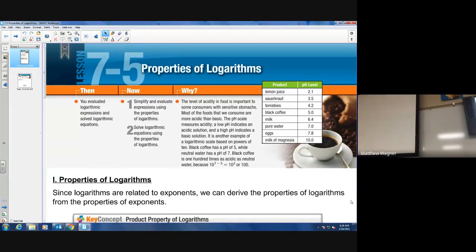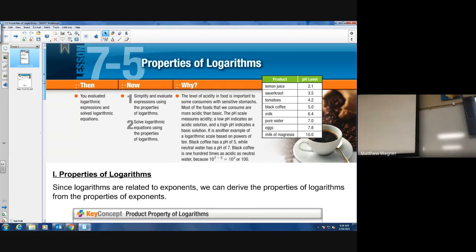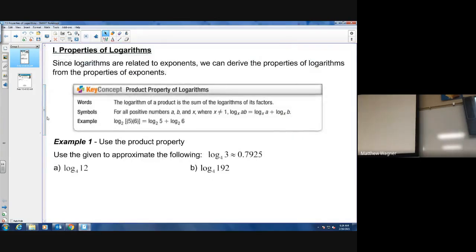All right, taking a look today, we're looking at 7.5 properties of logarithms. We've kind of established by the definition what a logarithm is, how to evaluate basic simple expressions, and just kind of an introduction. Now we're going to look at properties of logarithms. A lot of these are very similar to our properties of exponents as we go through things.